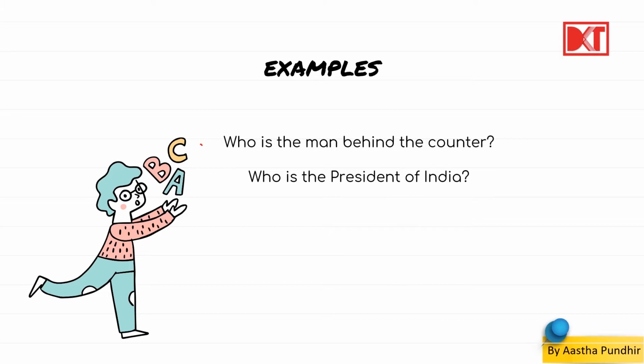Here we have the example, who is the man behind the counter? For this, the answer will be in terms of the person, and that person will be the subject of the answer. For example, if I say who is the man behind the counter, I say Rahul is the man behind the counter. So Rahul becomes the subject. Here again we are asking about the subject and a person. Then next, who is the President of India? Again we are asking about a person and also the subject of the sentence. Then here, who would like some tea? Again we are asking about a person who would like tea, and also about the subject.